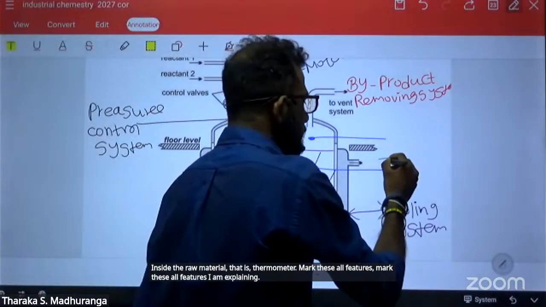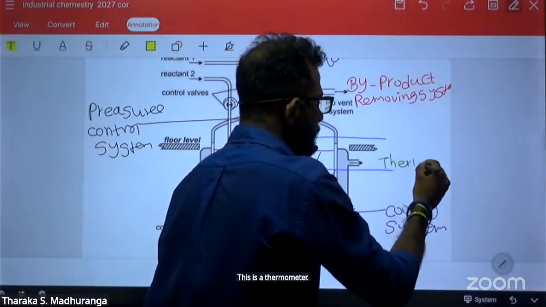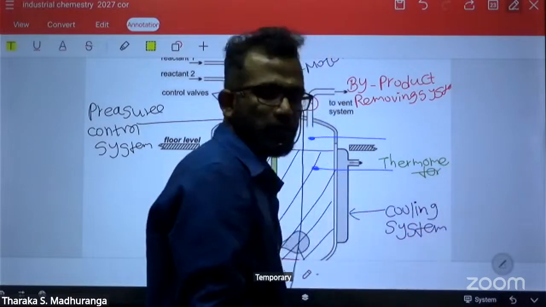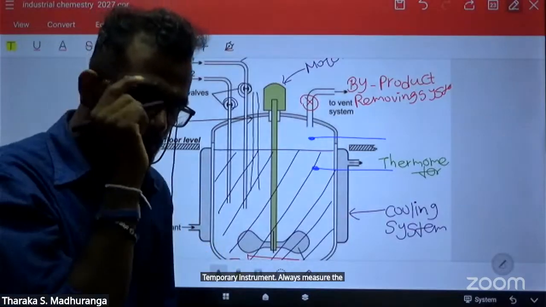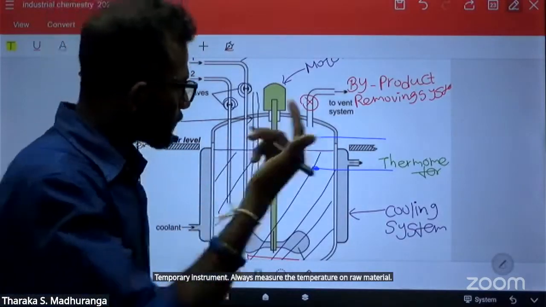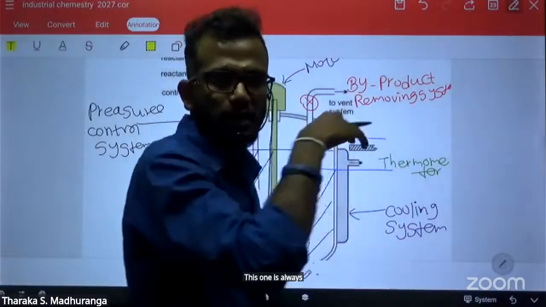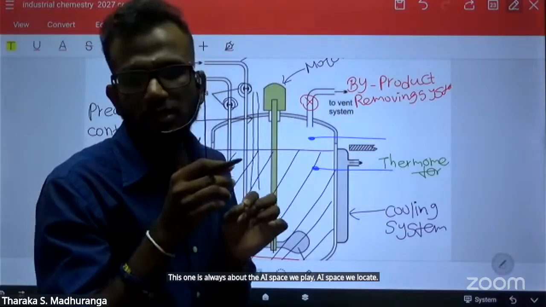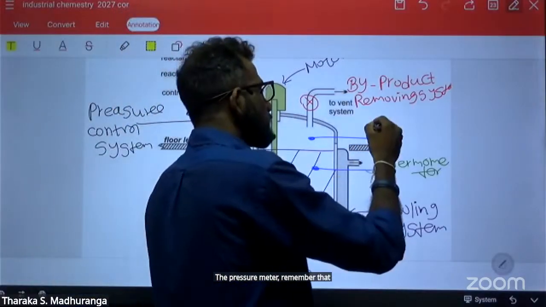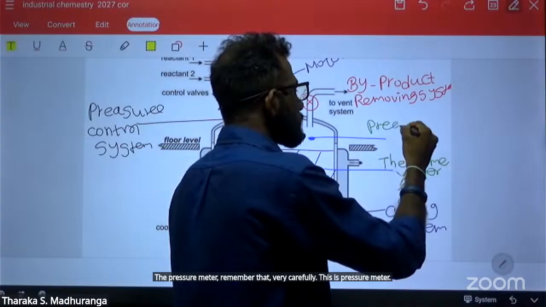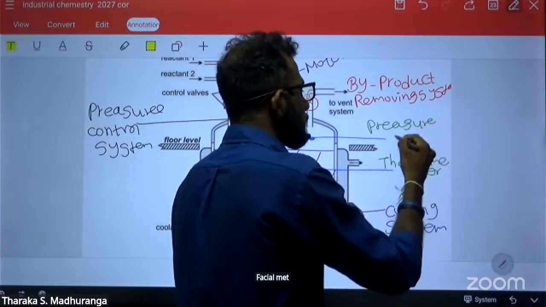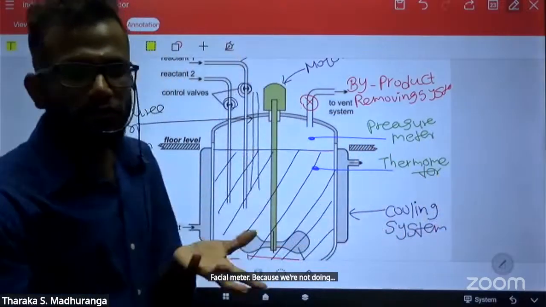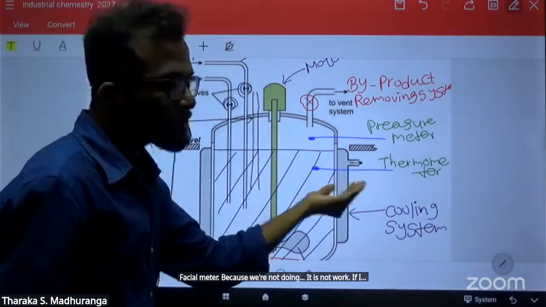This is a thermometer. A temperature measuring instrument. Always measure the temperature on the raw material. Above the raw material, in the airspace, we locate the pressure meter. Remember that very carefully. This is the pressure meter.